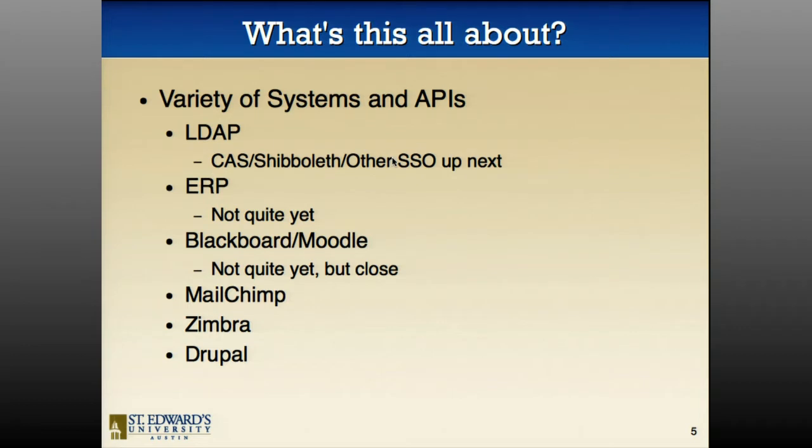ERP systems, which we can't hit yet because ours has absolutely no API. Blackboard and Moodle are learning management systems that our students are going to want data out of, for class announcements, class projects, discussion boards, things like that. We've integrated with MailChimp. Zimbra, I don't know if anybody has used Zimbra in here at all.